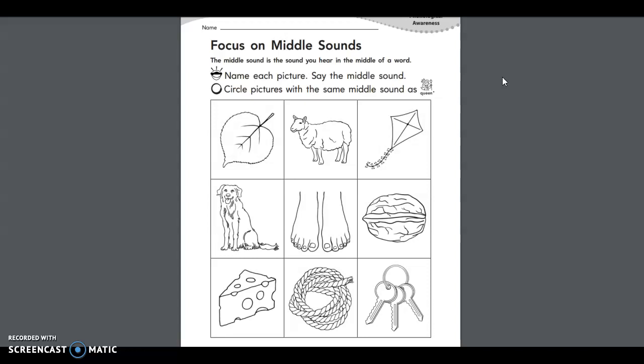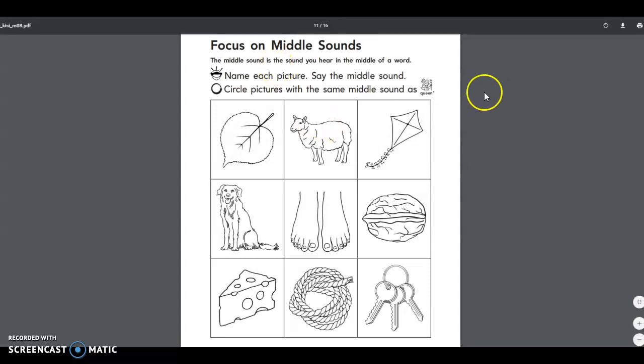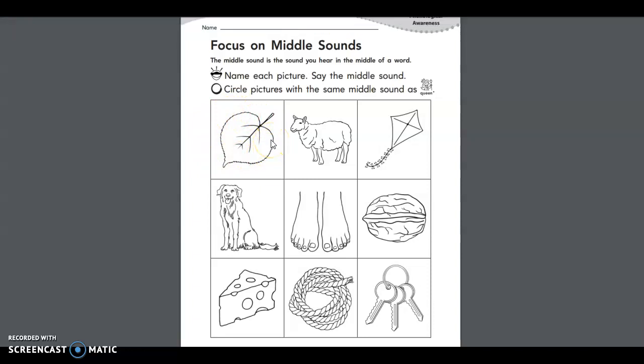Queen. What's that middle sound? Yes, the E sound. So you're going to be looking for those words that have that E sound in the middle. So for instance, this is a picture of a leaf. Does that have that E sound in the middle? If it does, go ahead and circle it.